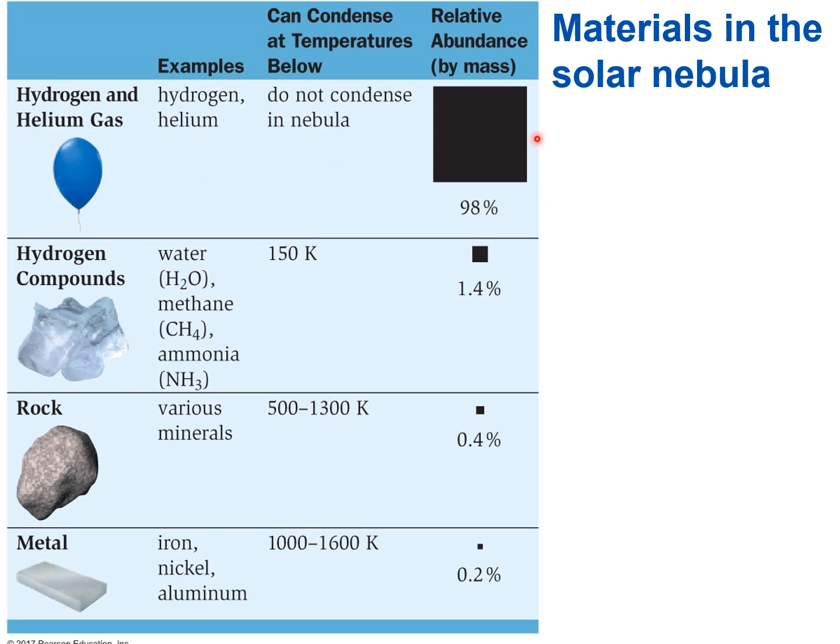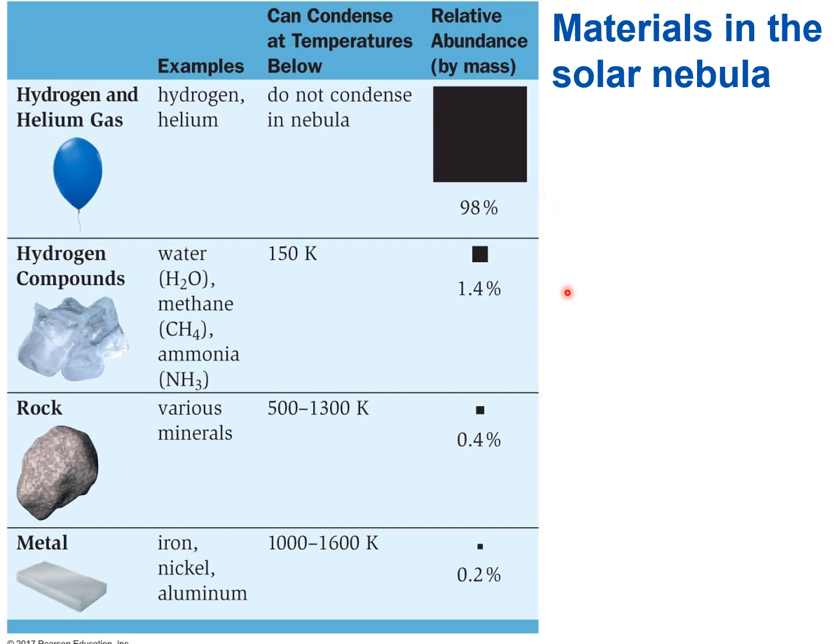In fact, you can see these squares show relative abundance by mass. The solar nebula, before there were planets, asteroids, comets, the sun, it was a cloud of gas, and it was 98% hydrogen helium gas. And in fact, that is the composition of our galaxy, 98% hydrogen and helium.